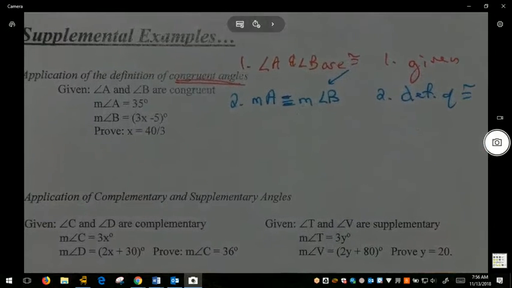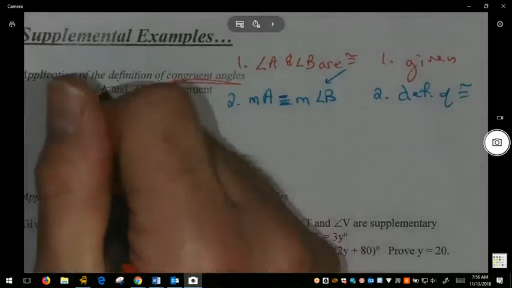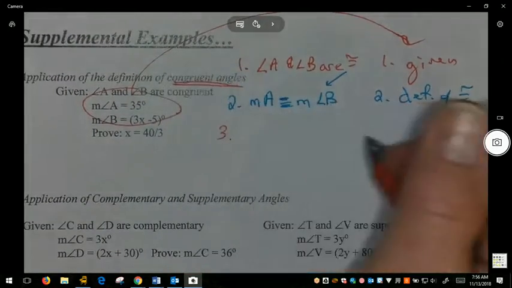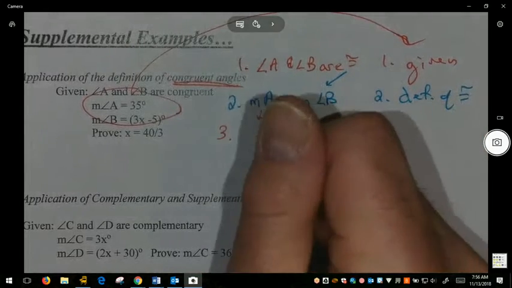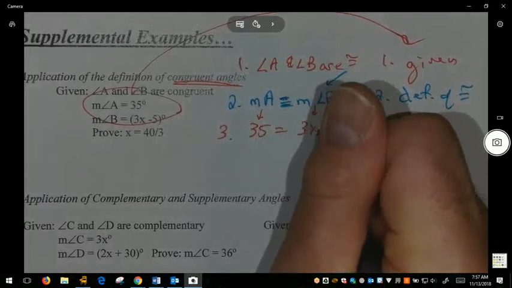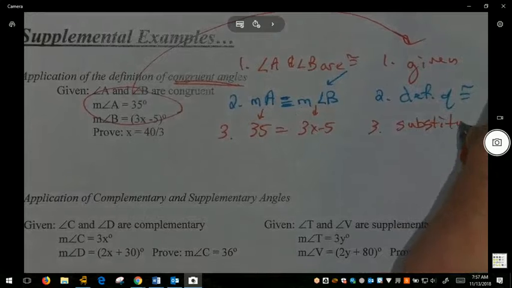Perfect. Definition of congruent. We also have these expressions, which I'm going to also consider to be given, and I'm just not going to write them in. So now I can substitute in for measure of angle A, the 35, and substitute in for measure of angle B, the 3x minus 5. And so we've done these proofs before. That is substitution.